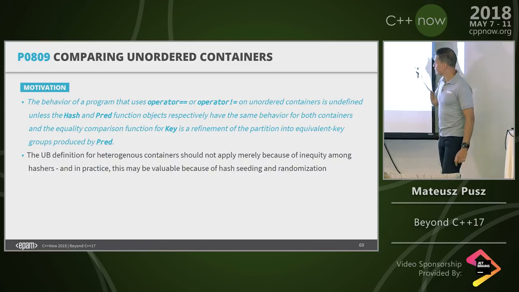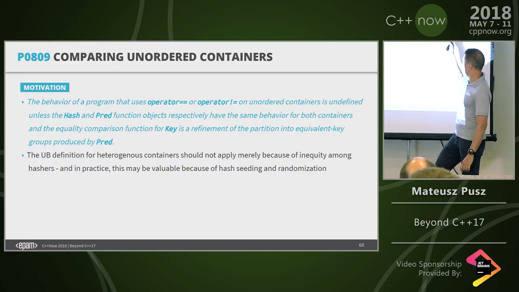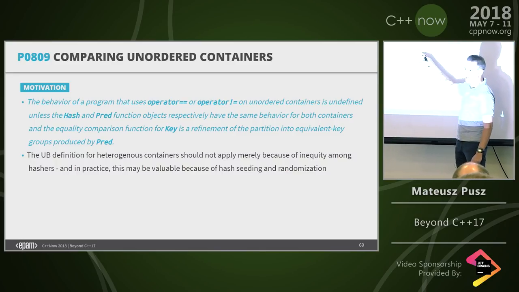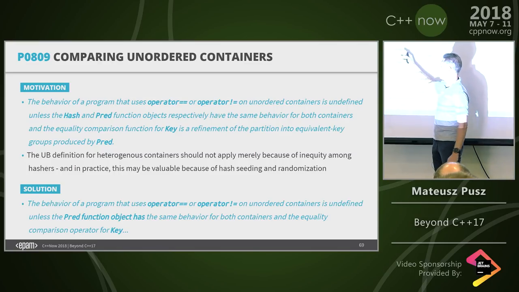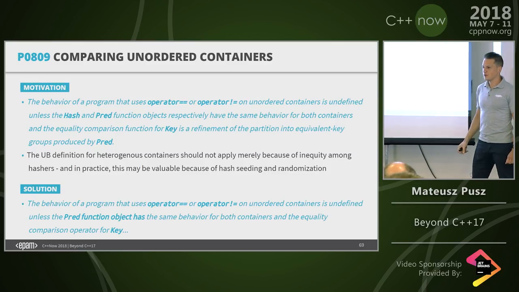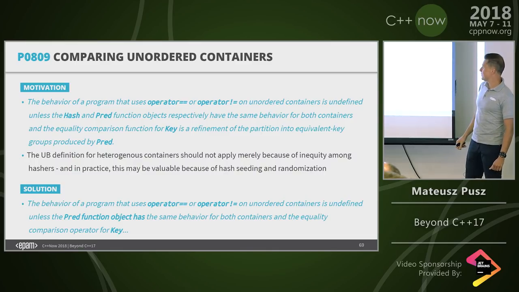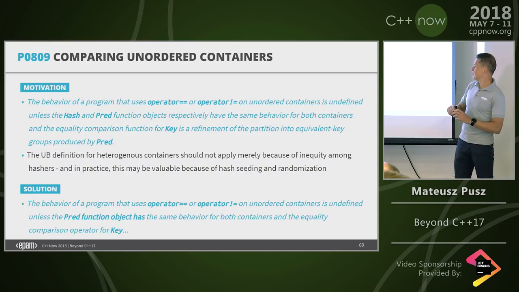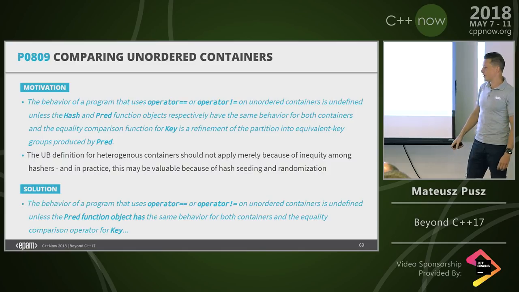Another change for unordered containers was that right now you can compare unordered containers only if the hasher and predicate are the same. The predicate is okay, because it's a different comparison if you have a different predicate, but basically it's independent from the hasher if you want to compare whether the values are the same. So the hash part of it was removed, and you will basically be able to compare two unordered maps having different hashers, but the same comparator functions.